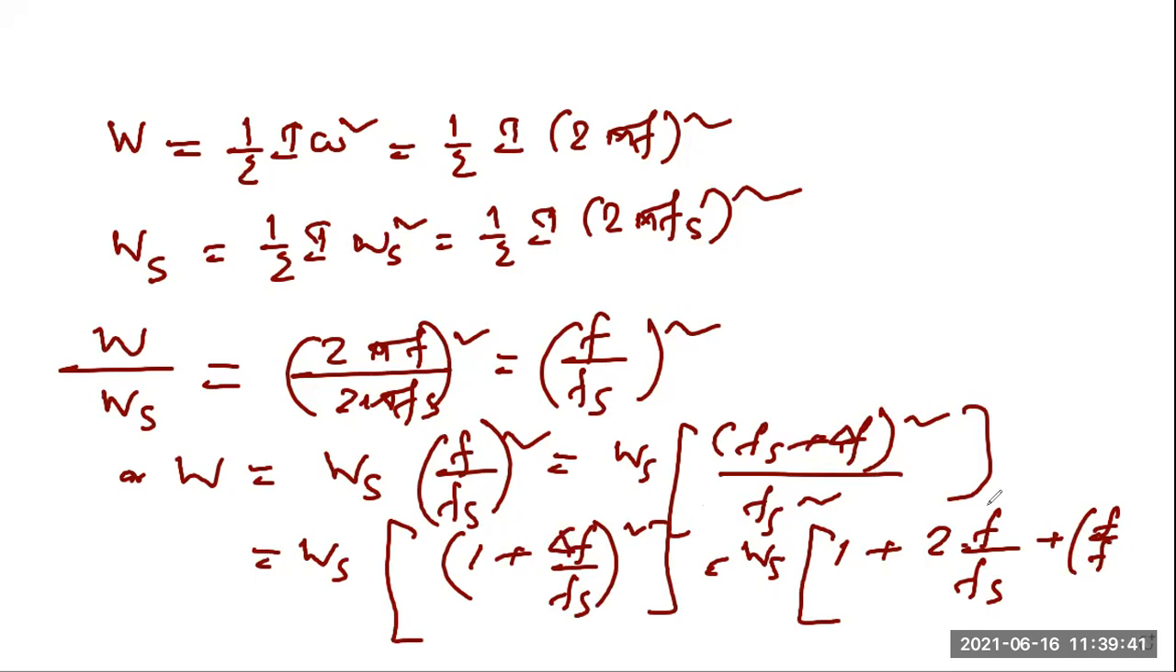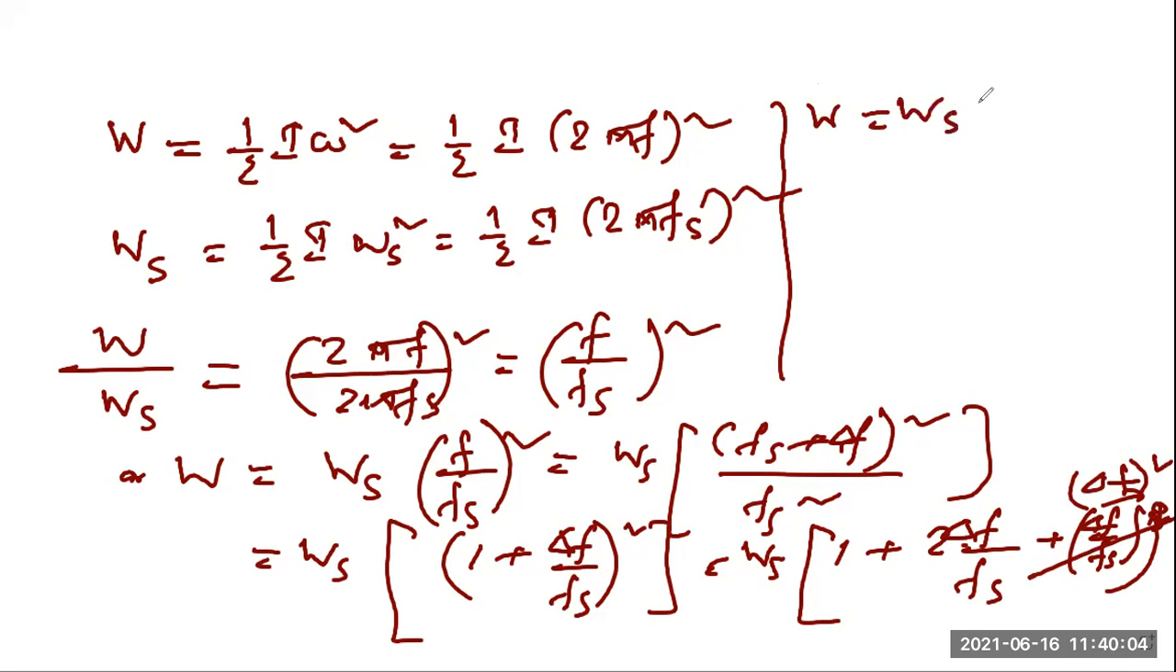So this will be delta F by delta S, and this will be (delta F by Fs) whole square. Now you see this delta F is very small, and when you are taking the square of that, this term is very, very small. So we can neglect it. So W will be equal to Ws into (1 plus 2 into delta F by Fs).